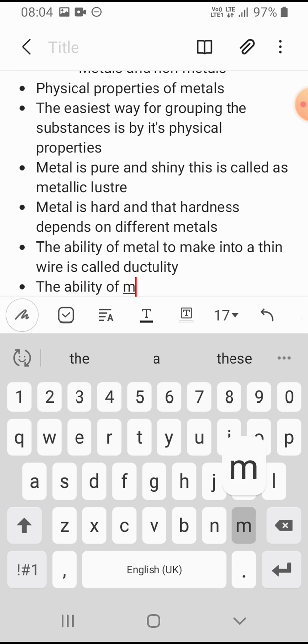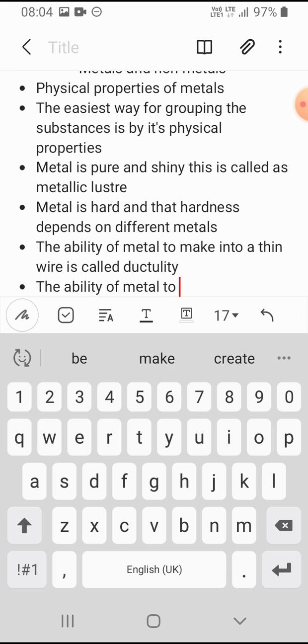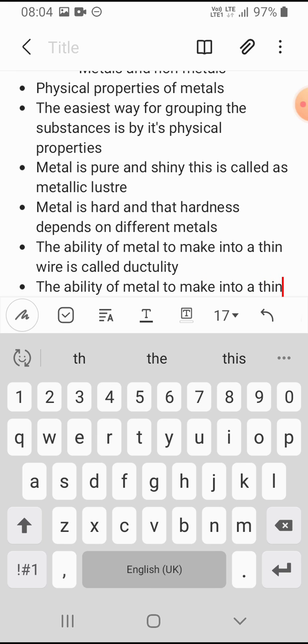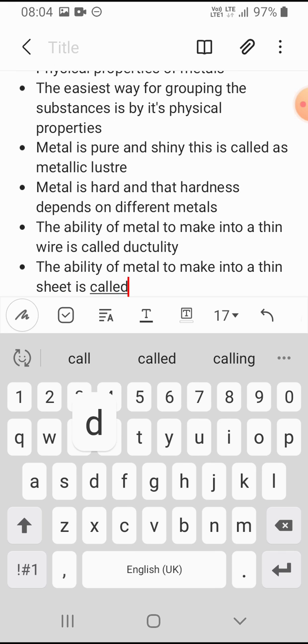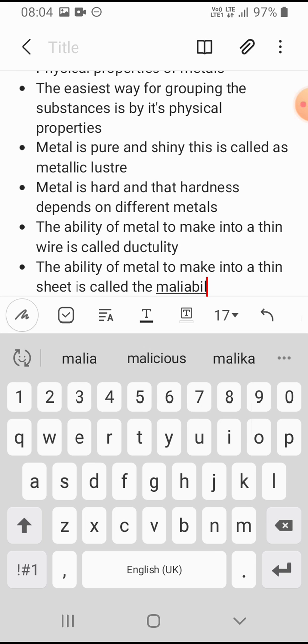The ability of metal to be made into a thin sheet is called malleability. For example, for ductility, it is the copper wire you may have seen, and for malleability, the aluminum sheet you may have seen. Sometimes they use it so that food may be preserved for more days.